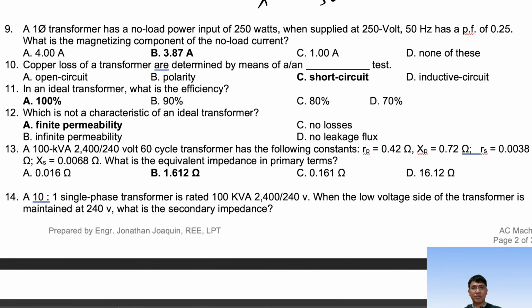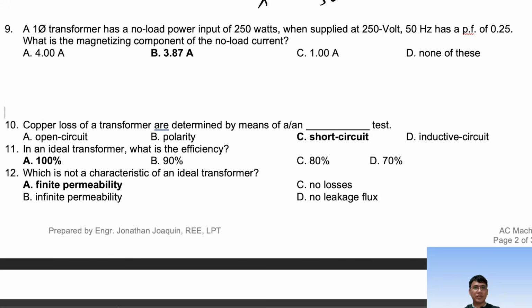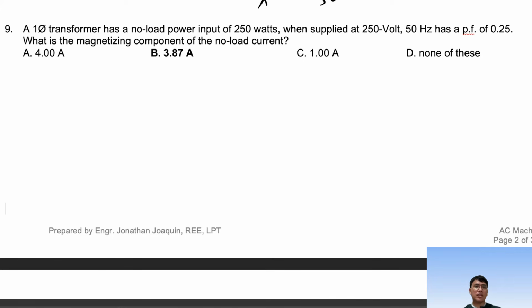Question number 9. So we have a transformer that has a no load input of 250 watts. So we call this the core loss, right? Core loss, 250 watts. So this is supplied at 250 volts, 50 hertz, has a power factor of 0.25. Now we are going to compute for the magnetizing component of the no load current. Okay, so how do we do this?